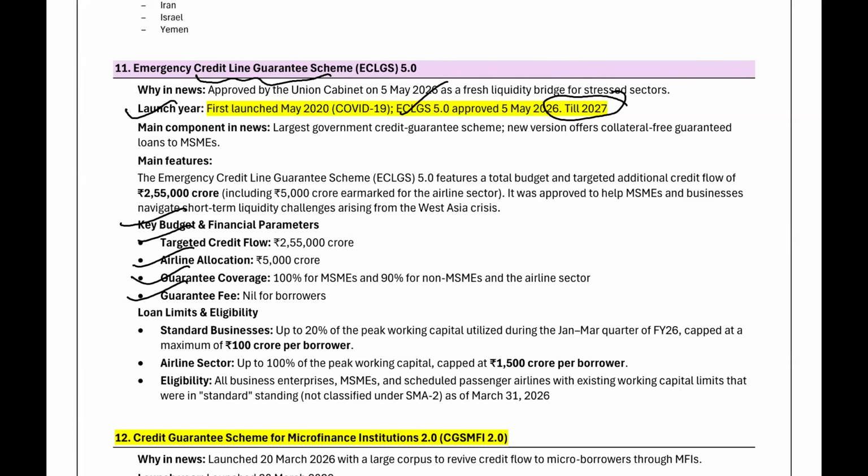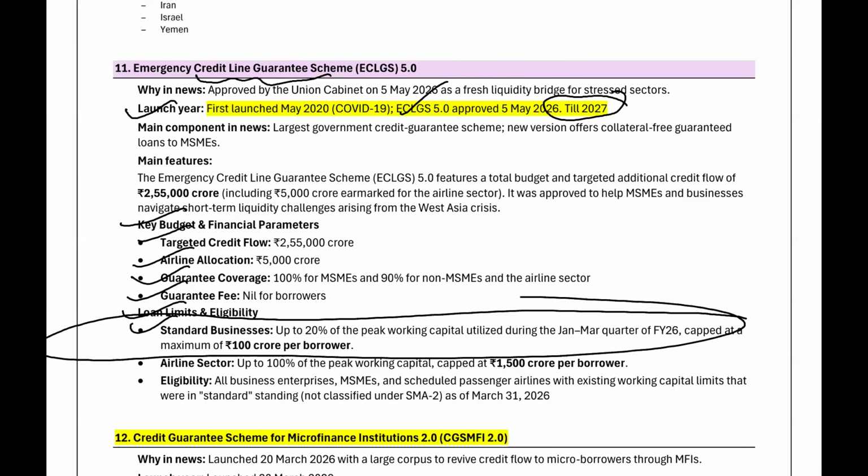Guarantee fee. Now understand this: loan limit and eligibility. What is it for a standard business? How much? Please note down this point. And what is it for airlines? Please look into it. Is it clear? What is the main point? The main point is that it is a government credit guarantee which supports stressed MSMEs. Remember this. And it is again a collateral free loan. The question can be asked: how much is the targeted credit flow?